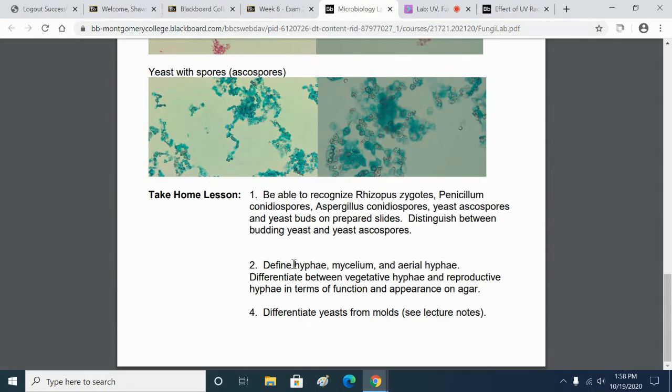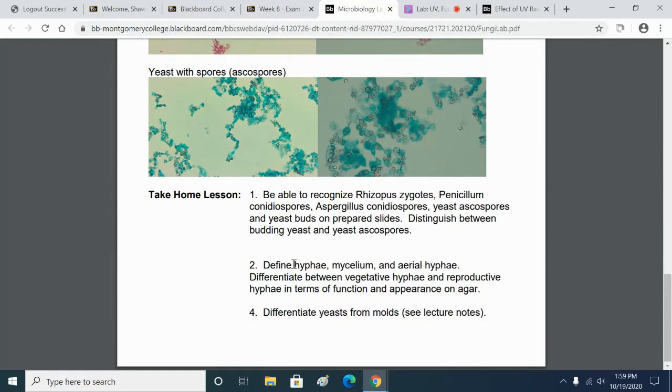But the hyphae are all the fuzzy filaments you see in a mold. If they're all clustered together to form a solid structure, we call that a mycelium. And when they're old enough or mature enough to start reproducing, they send up aerial hyphae, which are the reproductive hyphae, which produce the spores.